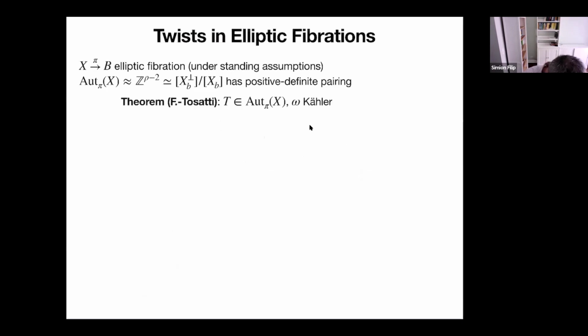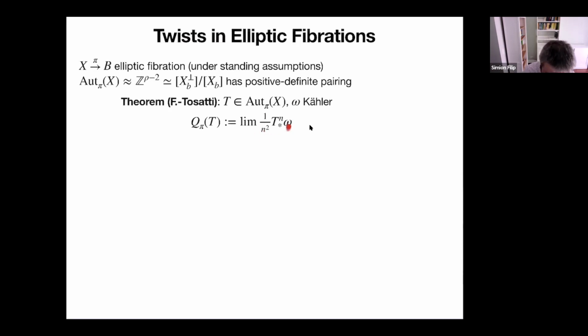And so the theorem is the following. One of the ingredients in the proof is that if you have such an automorphism T that belongs to this abelian group, and omega is any Kähler form, then you can define the following limit. You apply the automorphism n times to your Kähler form and divide by n squared. You would see that in cohomology, this is the correct normalization.